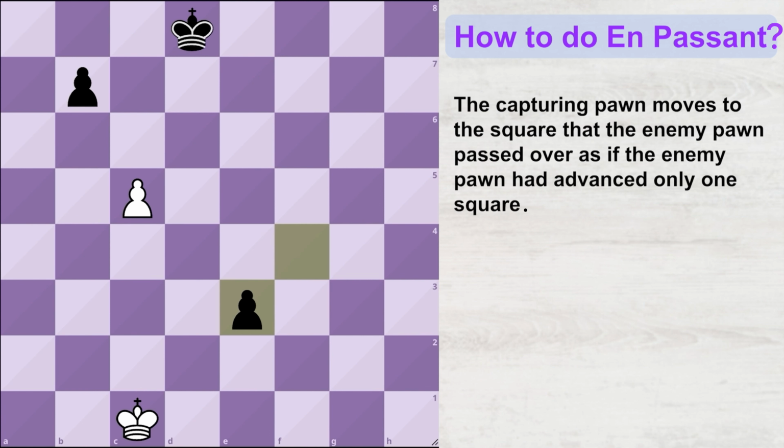Now it is white's turn. Let's say white plays his king and now it is black's turn in the game. Now let's say black moves his pawn directly 2 squares ahead and skips past the enemy pawn next to him, like this. So now the white pawn can capture this pawn by the en passant rule.